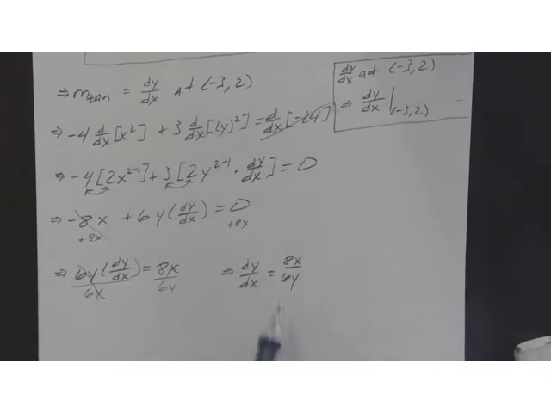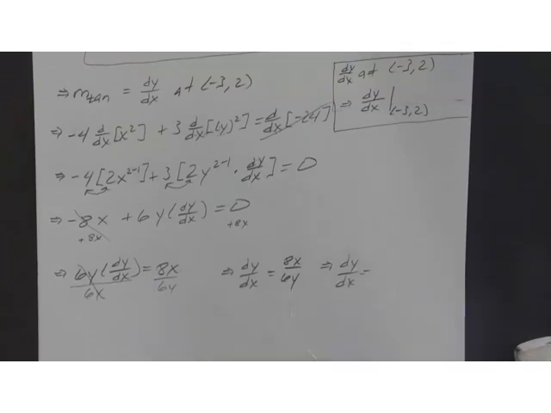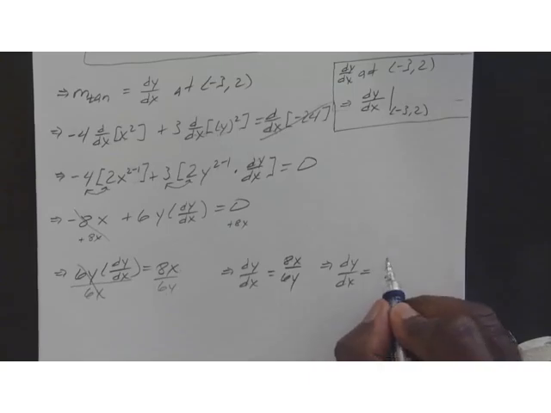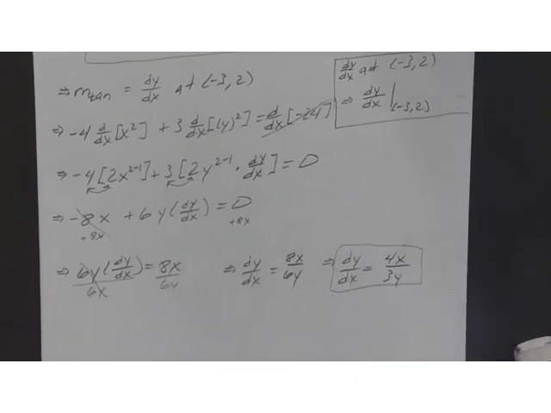Or we can actually simplify this. Just say our dy dx, we divide both of those by 2, is equal to 4x divided by 3y. Now remember, this is your slope of the tangent line.